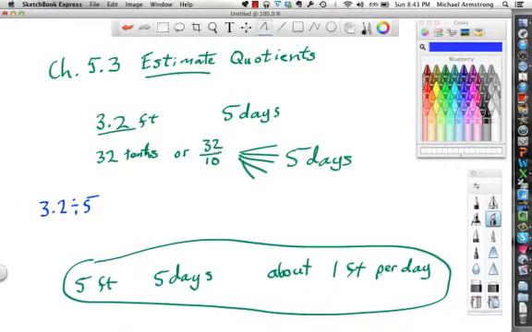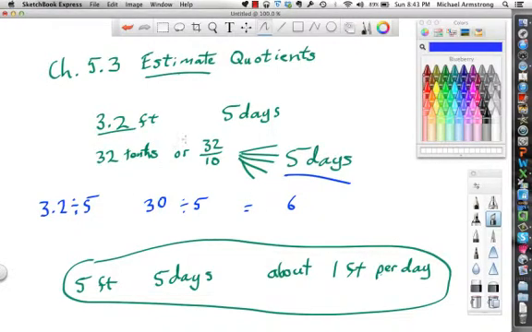5 doesn't go into 32. 8 goes into 32 nicely, but we can't change to 8 days. We're going to leave 5 days alone. We're still going to divide by 5. But we're going to change this 32 into a number that works with 5. And 30 is a number that works nicely with 5. 30 tenths divided by 5 equals 6 tenths.